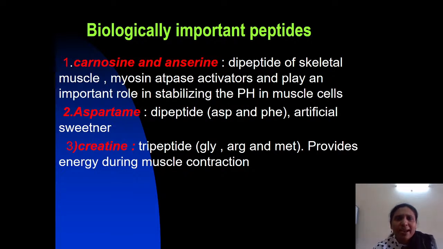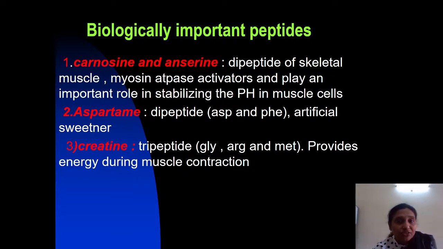What do you mean by high energy compounds? ATP is one example of a high energy compound. The meaning is, if a compound on hydrolysis, on breakdown, generates more than 7 calories of energy, that compound is said to be a high energy compound. One example of a high energy compound is creatine phosphate.